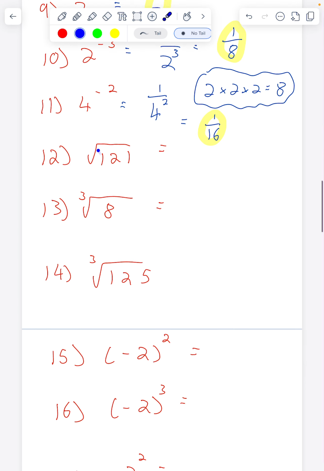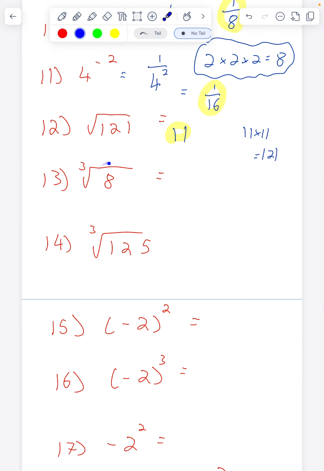We've got the square root of 121. Now you can't actually see it, but with the basic square root, there is a 2 by the root that you can't see. We just don't write it there because the notation for square root is given by this. This means what number multiplied by itself gives you 121? And the answer is 11, okay, because 11 times 11 gives you 121. So this is the answer.